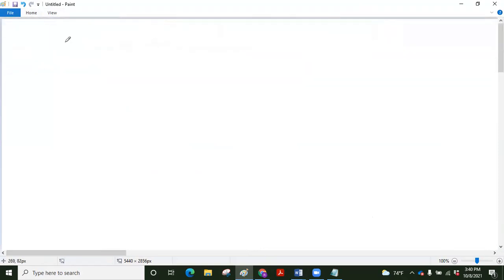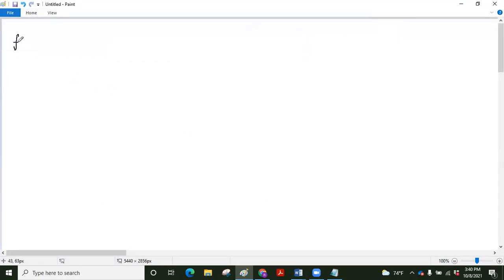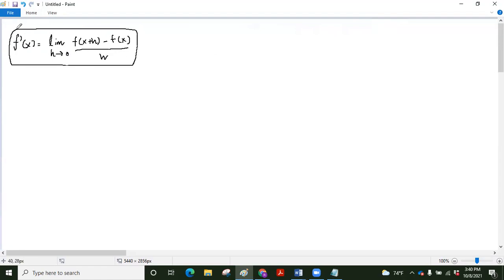So what this essentially means is that f prime of x is equal to the limit as h approaches 0 of f of x plus h minus f of x over h. That's the limit definition of the derivative.